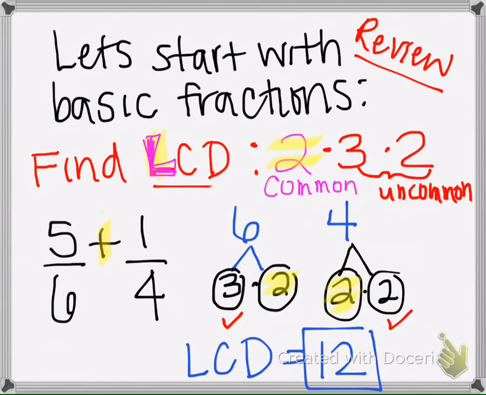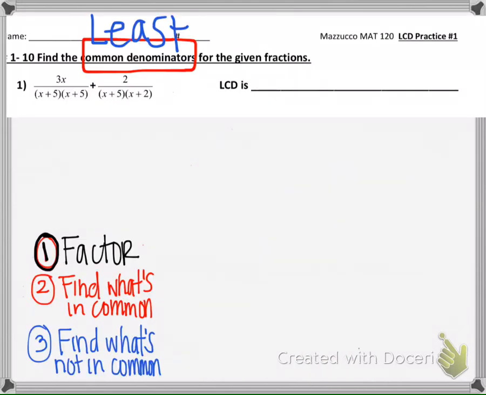So let's use that same process on this problem here on your homework. Now I do have a typo in the homework. It should say find the least common denominator. That's what we want to find. And I broke this into 3 steps. The first step is already going to be done for us. I have already factored all the problems for you so that you don't have to worry about that step. I want you to focus on steps 2 and 3.